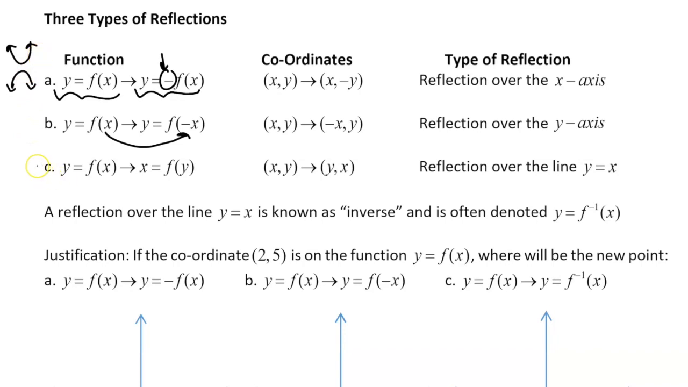And then finally, the third type of reflection right here, this is brand new. This is our inverse. And our inverse is when you switch x and y with each other. So if you have the point x, y, it now becomes the point y, x, and that's going to produce a reflection in the line y equals x. When you write it, it's going to be denoted like this, and that's not saying f to the power of negative 1. That is your symbol for saying we're taking its inverse.